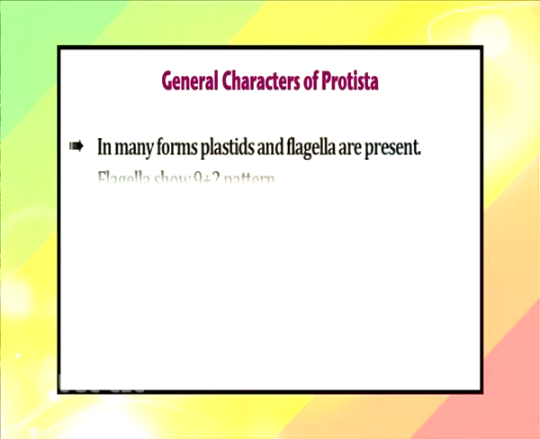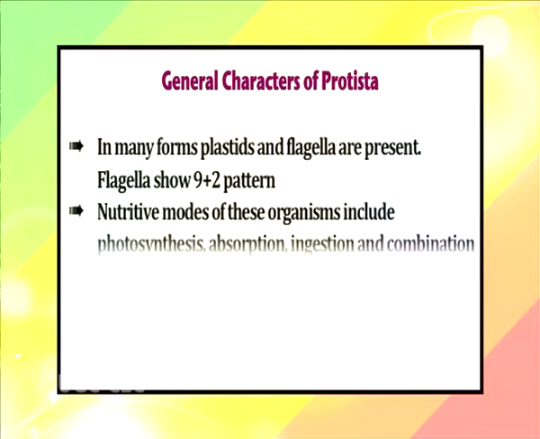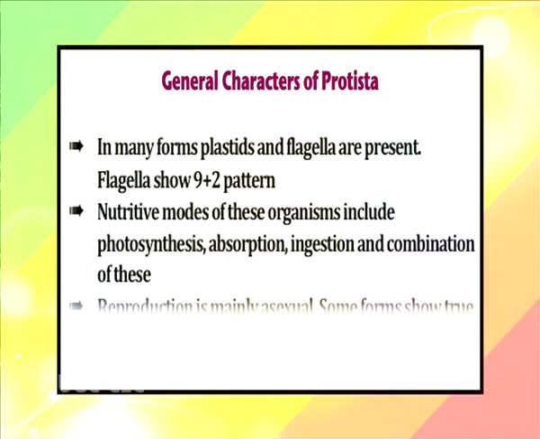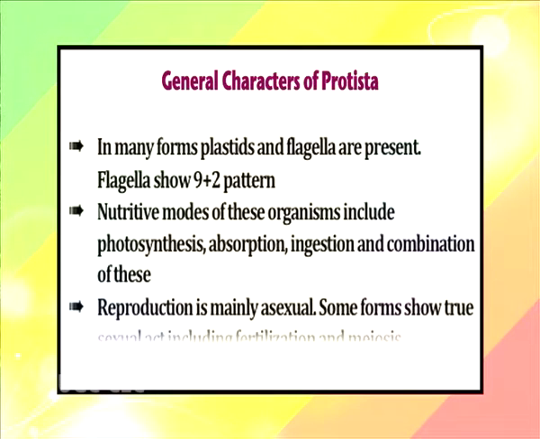In many forms, plastids and flagella are present. Flagella show 9+2 pattern of microtubule arrangement. The nutritive modes of these organisms include photosynthesis, absorption, ingestion and combination of these. The reproduction is mainly asexual. Some forms show true sexual act including fertilization and meiosis.